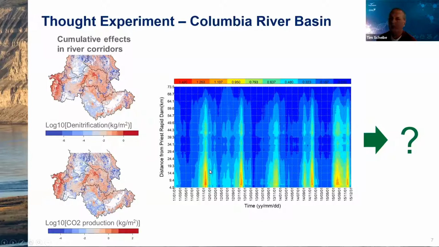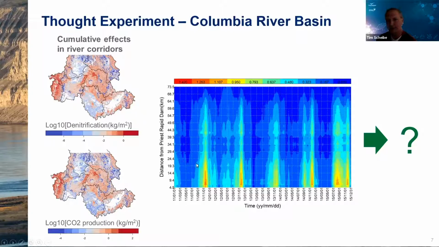You can see that also leads to changes in river stage, or river water surface elevation, which is what this particular figure represents. This is a time series starting in 2011 through 2015 of the variance in water stage in the river, as a function of the vertical axis being distance downstream of the dam in kilometers.